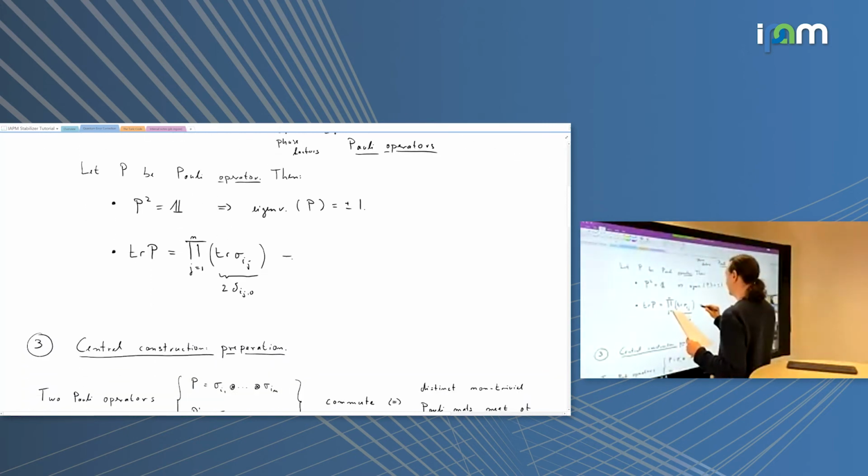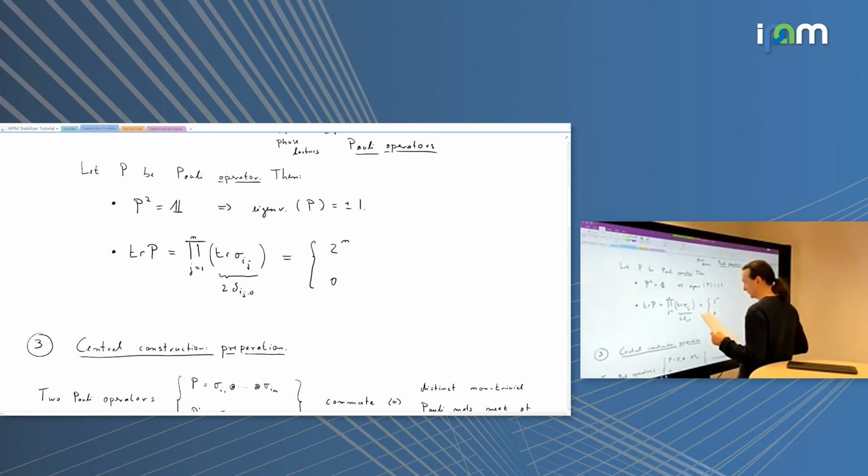Now if I compute the trace, then I will get either, if all the indices are 0, so if I just have the identity, 2 to the n, because I get 2, n times, the product of this, or else I get 0, because there's going to be a 0 along the way.